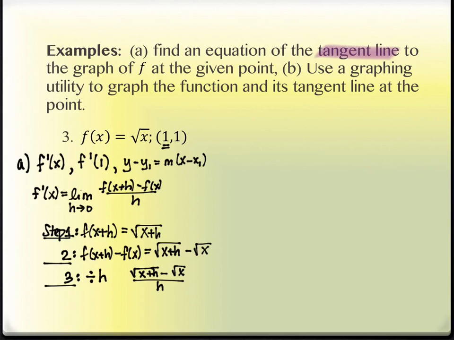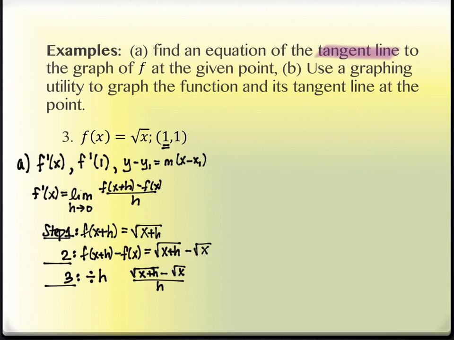Okay, now if I were to just move on to step number 3 here and try to put 0 in for h, I'd have a problem, correct? What would happen to this fraction? If I try to put 0 in for h, what happens to this fraction? 0 in the denominator, but not just 0 in the denominator, but also 0 in the numerator, right?